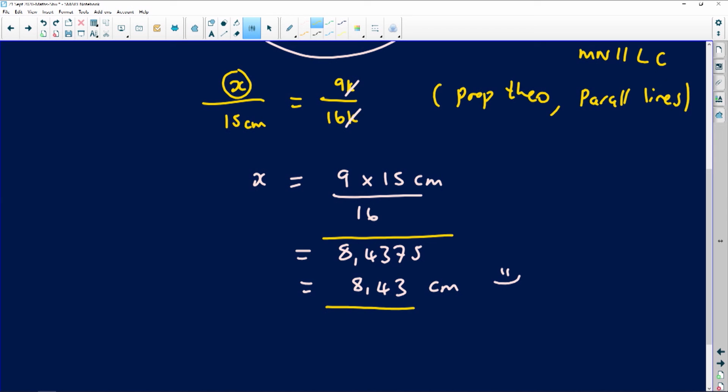So if I have to round off to 2 decimal places, the boundary is here. So that 7 will definitely change my 3 to a 4. So the actual answer is supposed to be 8.44 centimeters. You can also put it as a ratio if you ever wanted to do that. So it's a beautiful answer that you're getting.